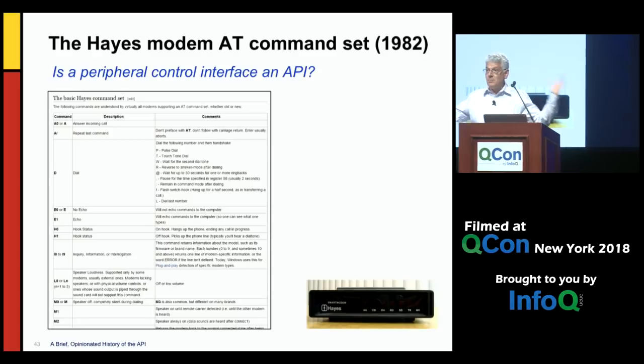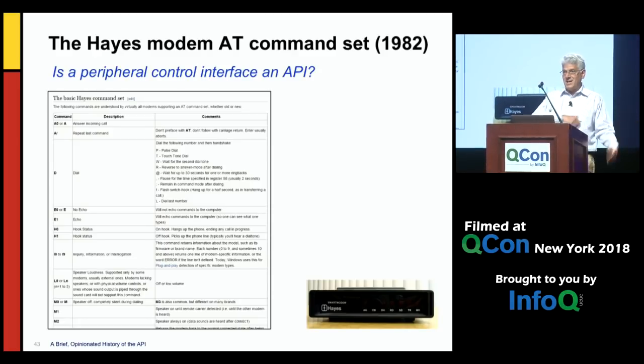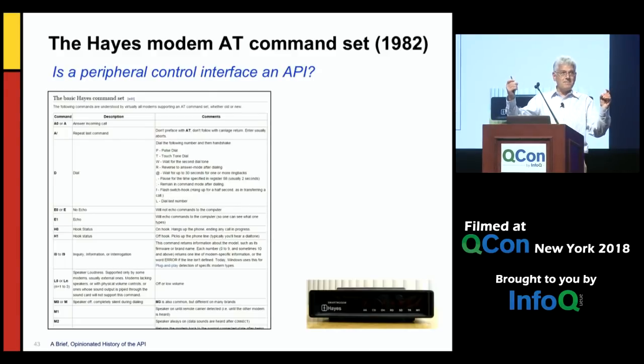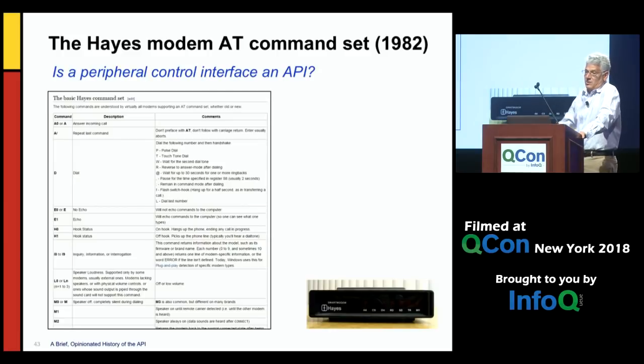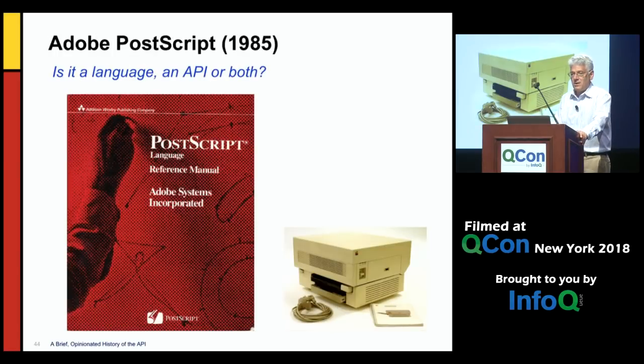It turns out cell phones have two computers in them, the main computer and then the baseband, which handles the radios. And the way the main computer talks to the baseband is through these ATDT codes. So this is an API that has been re-implemented hundreds of thousands of times and long outlived the underlying hardware. What about Adobe PostScript?